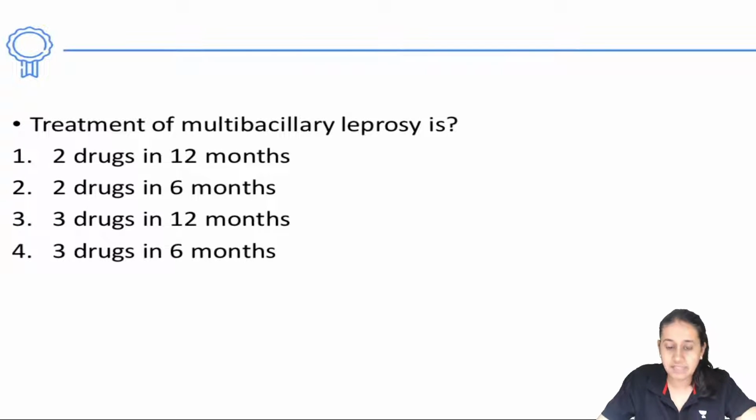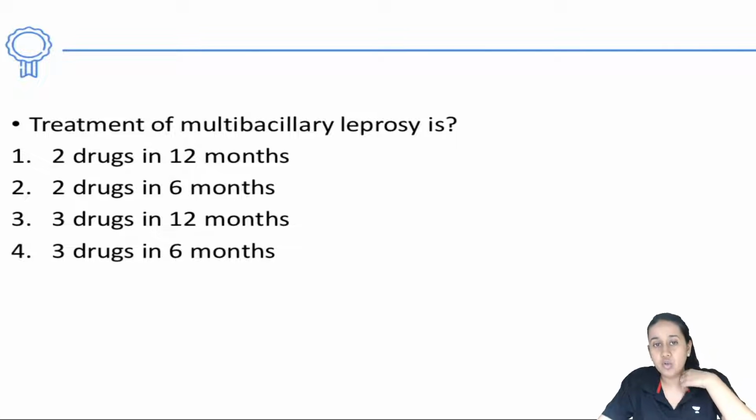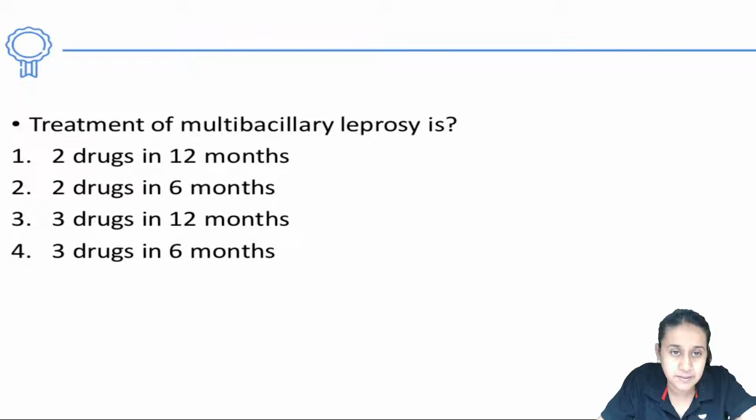Next question. Treatment of multibacillary leprosy is. What is the treatment of multibacillary leprosy? 2 drugs in 12 months, 2 drugs in 6 months, 3 drugs in 12 months, or 3 drugs in 6 months. What is the correct answer?